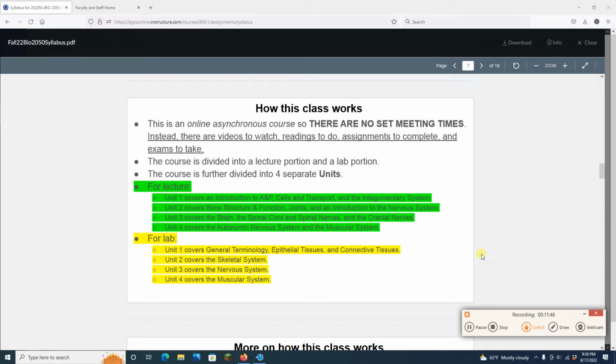Now, the lab part of this course is also divided up into 4 units. First one, go over some general terms, go over some tissues, epithelial tissues, connective tissues. Then we take a test. Then unit 2, we do the skeletal system, take a test. Unit 3 is nervous system. Unit 4 is the muscular system. We take a test after each of those.